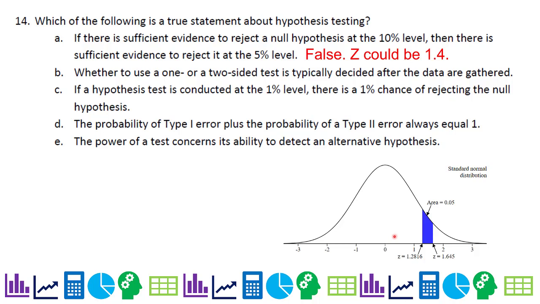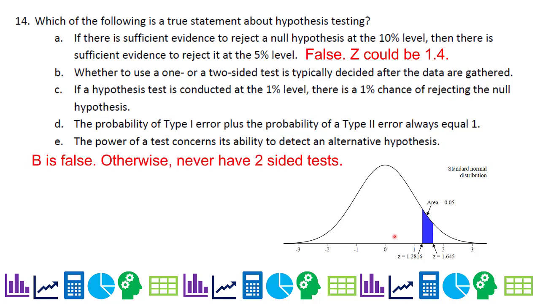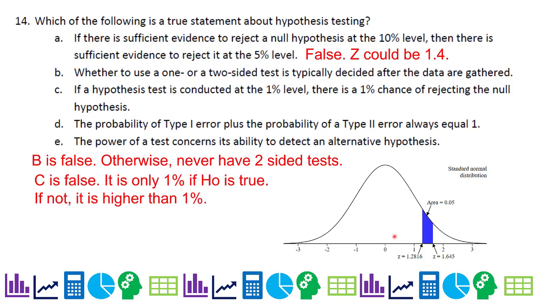B, whether to use a one or a two-sided test is typically decided after the data are gathered. That is false. Otherwise, we would never have two-sided tests because your data is only going to be on one side. So you always have to decide beforehand whether you are doing a one-sided or a two-sided test, and then use the data to decide. C, if a hypothesis test is conducted at the 1% level, there's a 1% chance of rejecting the null hypothesis. This is only true if the null is actually true, all right? If the null is not true, then the probability of rejection is higher because the true value is actually further away, okay? So C is false.